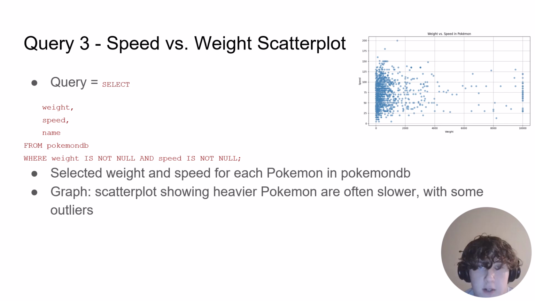Then I did a speed versus weight scatter plot where I selected the weight and speed for each Pokemon in Pokemon DB, and I graphed a scatter plot which showed that heavier Pokemon were often slower. However, there were some outliers.